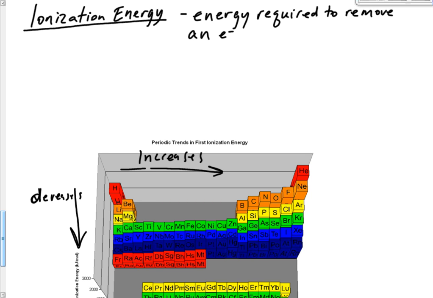So if you'll look, helium has the highest ionization energy. All right, so let's talk about why that is. Why does the trend move left to right? Okay, and it's all about getting rid of an electron.